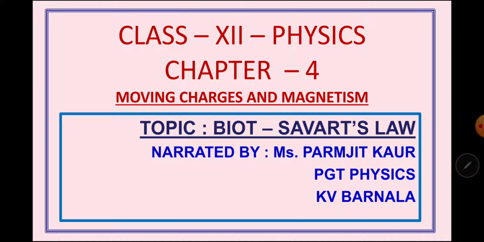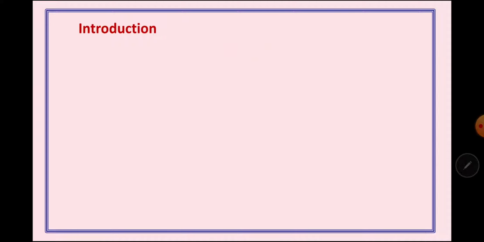And today we are going to start with unit 3, that is magnetic effects of current and magnetism, that has 2 more chapters, chapter number 4 and 5. Today we are starting with chapter 4, that is moving charges and magnetism. In today's session, we are going to discuss the introductory part of magnetic effects of current and Biot-Savart's law. So let us just begin.